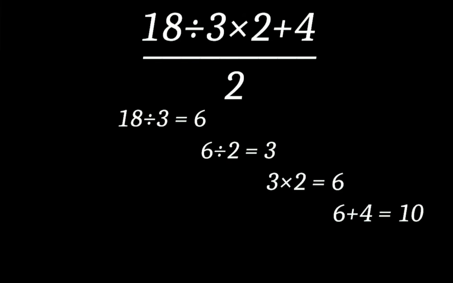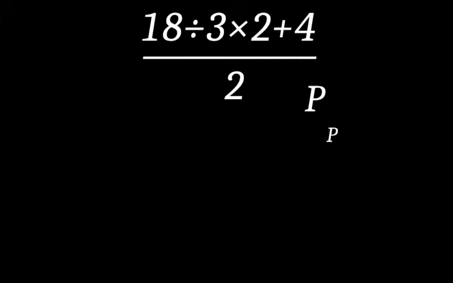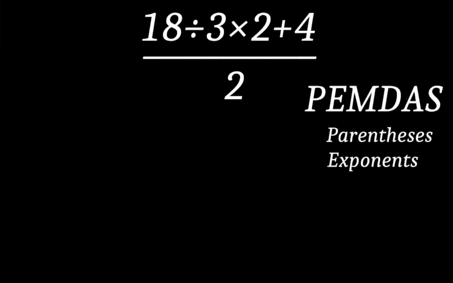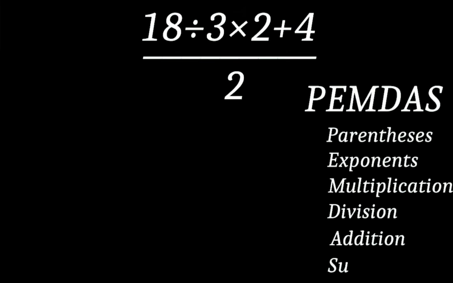It sounds reasonable, but it's incorrect, because this method breaks the rule of order of operations. We assigned the wrong priority between multiplication, division, and addition. So how should we solve it correctly?